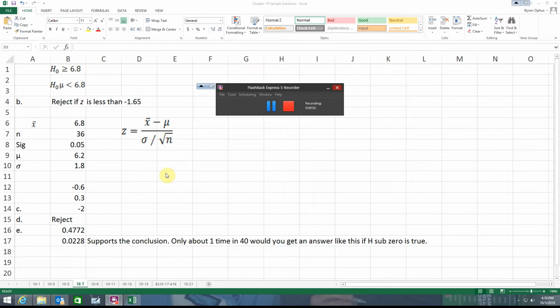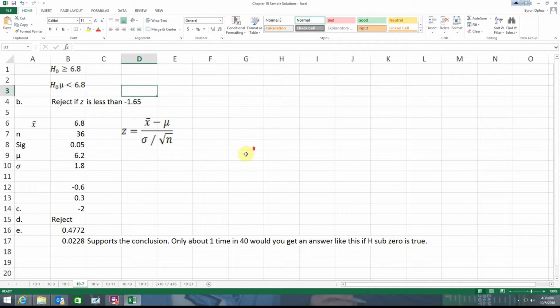Onward to number 8, and I'll do 7 here. This is where it gets a little dicey sometimes, trying to figure out how to state your null and your alternate hypothesis, and I'll give you how I generally do it, and hopefully that's helpful to everybody. So give it a go. We'll read the problem here.